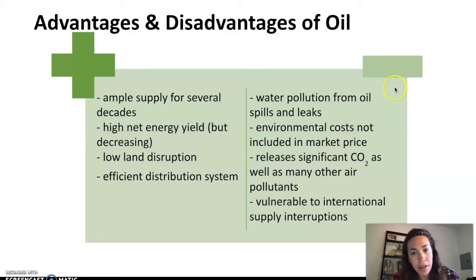We don't take into account environmental costs when we make the market price. And as a fossil fuel, we release a significant amount of CO2 from the burning of those petrochemicals, as well as a series of other air pollutants that we'll look at in Unit 7. And then this idea of international supply interruptions or disruptions is something to think about when we rely on oil.